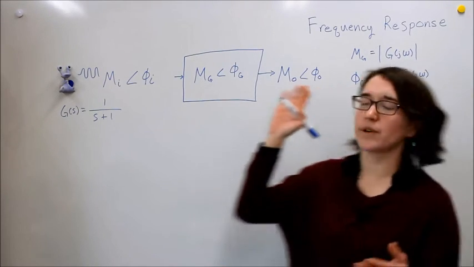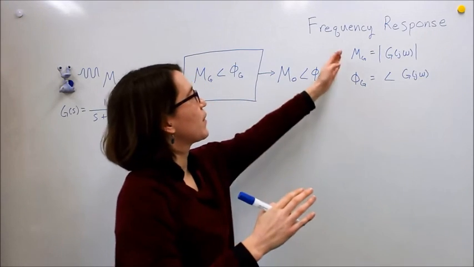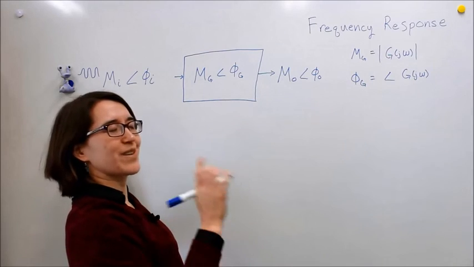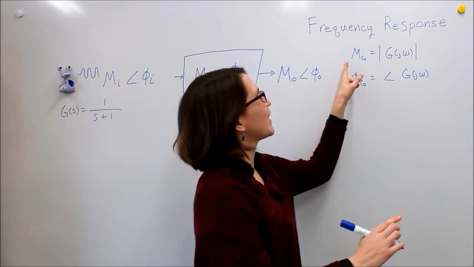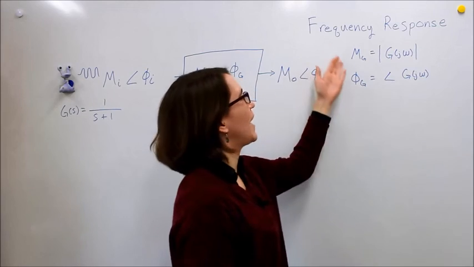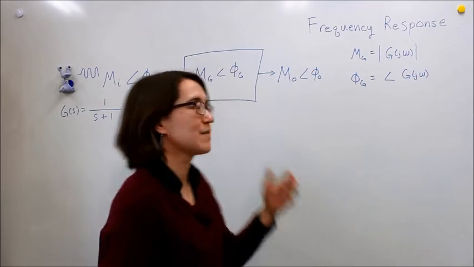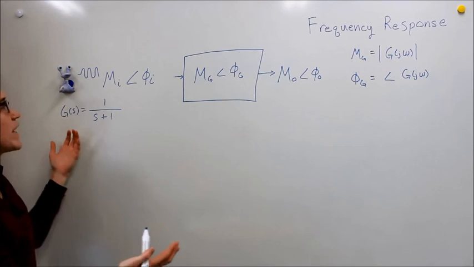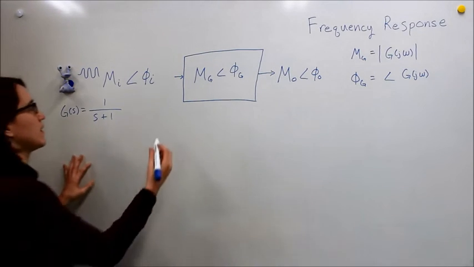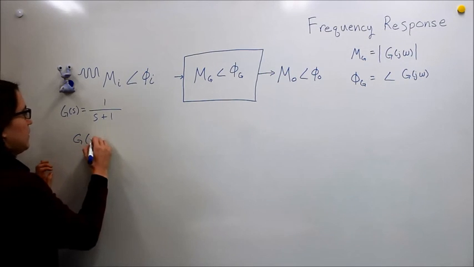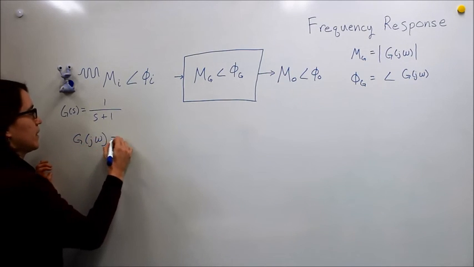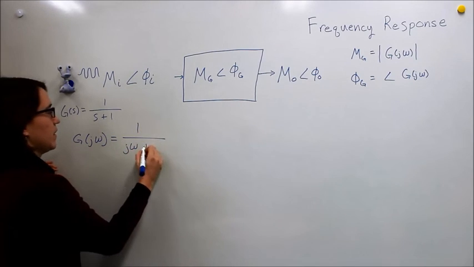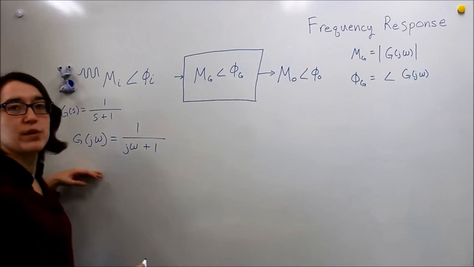Okay, so I've rewritten over here how we can go from the transfer function to the frequency response itself, so the magnitude and the phase shift that it will cause. Here's our input function. We now need to take our G(s) and put in s equals j omega to see how this system will react. So we're going to put j omega here plus 1. So this is what we're going to be testing.